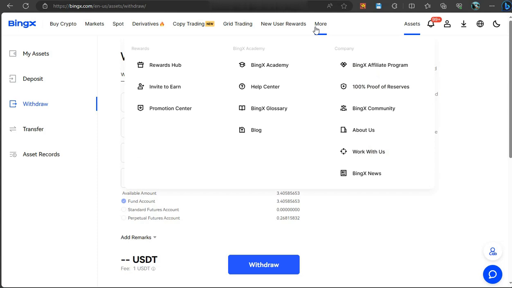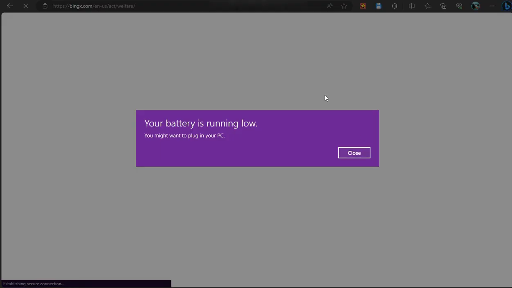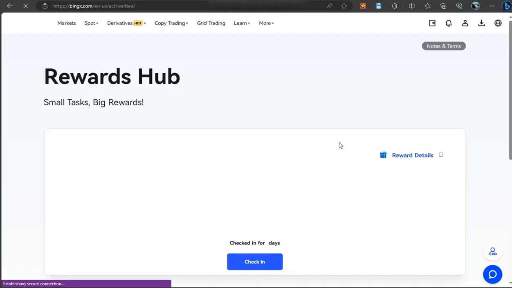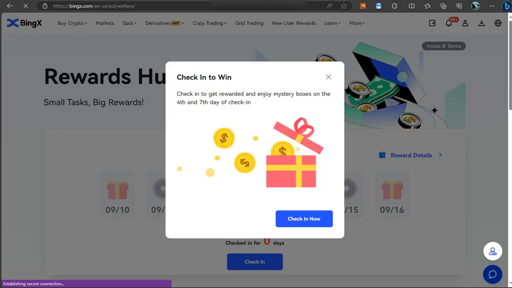And so when you click on More, we can see that they have a lot, like an affiliate program. They have invite and reward hub and so on. In the reward hub, they have a lot of things that you can do there to earn money, but my battery is low. So that's it.